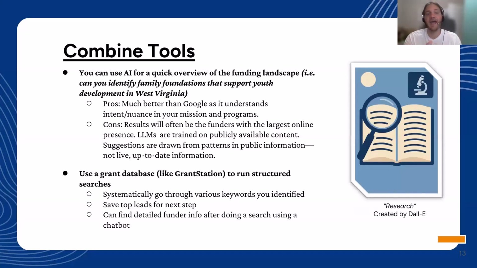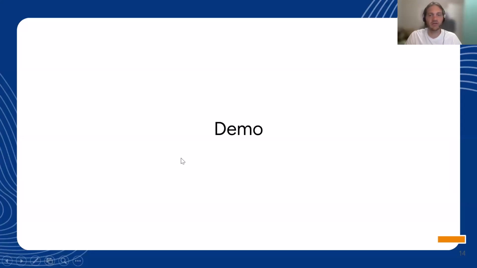But you can use a grant database like GrantStation to run more structured searches. When you're using a database like GrantStation, you're systematically going through those various keywords that you found in step number one. You're saving the top leads for the next step when you're actually going to dig into these funders a little bit more. And then you can also find some detailed funder info right away after doing a search using a chatbot. Okay, so let's do a quick demo here.